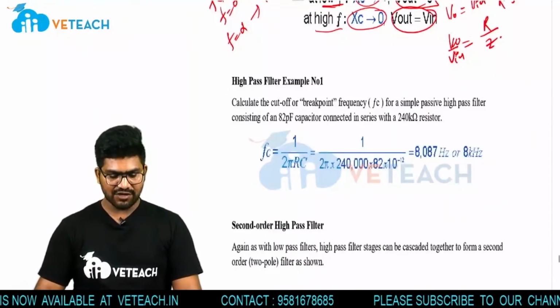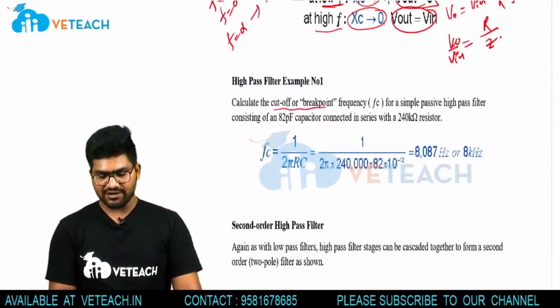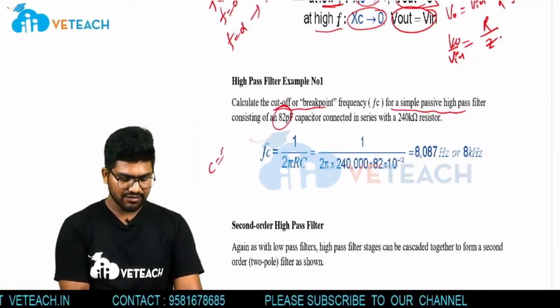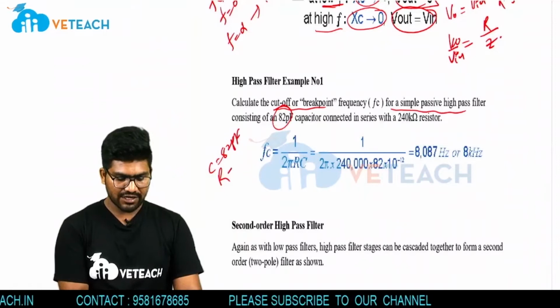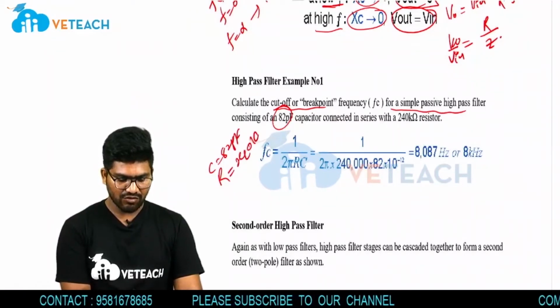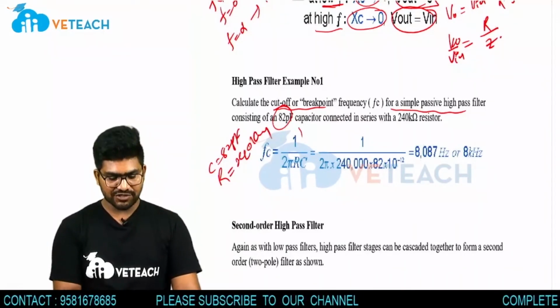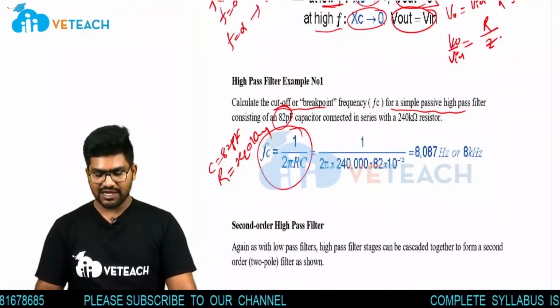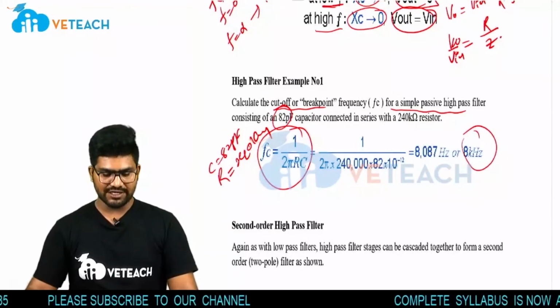Now let's take an example: calculate the cutoff frequency for a simple passive high pass filter with C equal to 82 picofarad and R equal to 240 kilo ohm. If I simply substitute into our standard formula for the cutoff frequency, which is 1 by 2 pi RC, that will give us 8 kilohertz. That is the cutoff frequency.